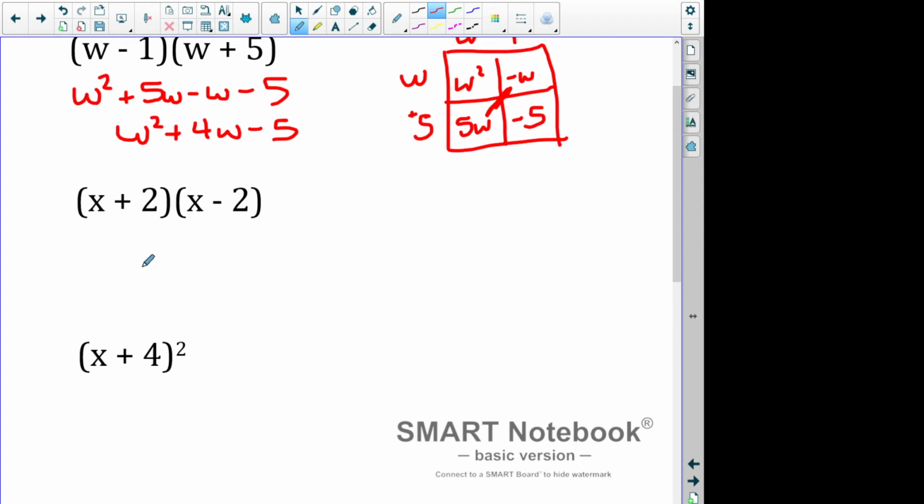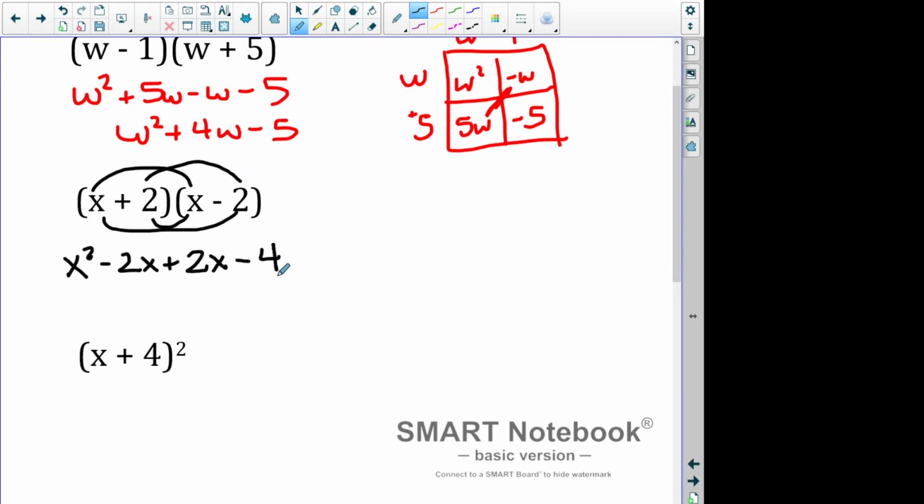Look at the second example. Okay, I'm going to use the FOIL method just to show how this works. So if I multiply the first ones together, I get x squared. If I multiply the outside ones together, I get negative 2x. If I multiply the inside ones together, I get positive 2x. And when I multiply the last ones together, I get negative 4. And when I combine my like terms, in this case I get negative 2x and positive 2x, and so that makes 0, so I just end up with x squared minus 4.